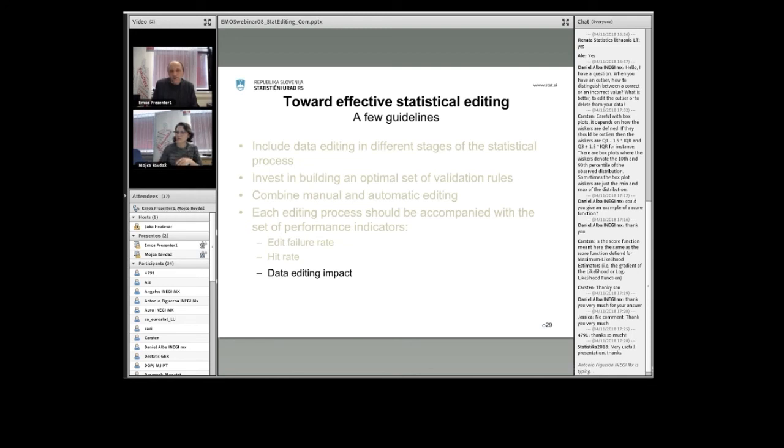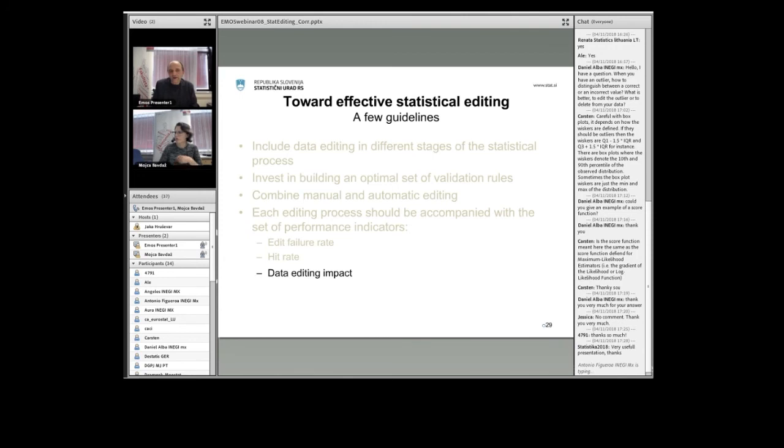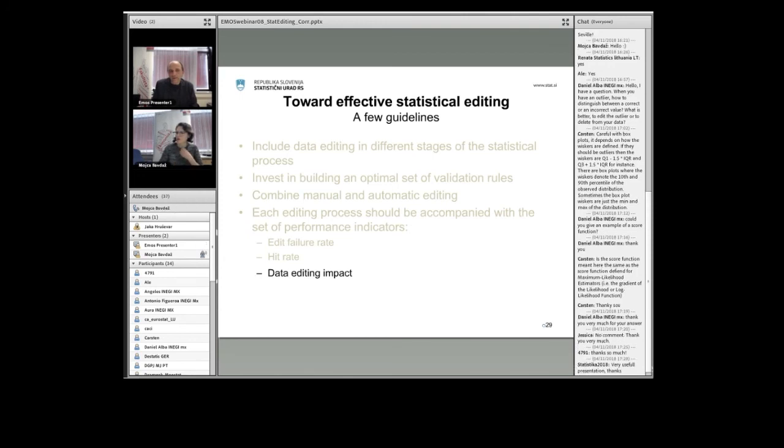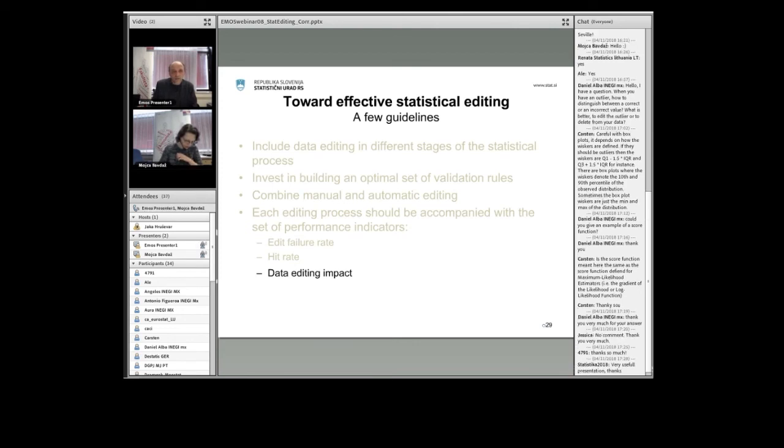It's very simple to calculate. Calculate your aggregates, your key statistics, before editing and after editing, and then you see what the difference is. If the difference is very big, it's perhaps a sign that something is not okay with your process. And just to mention, it's not enough to just calculate these indicators; it's very important that you analyze them frequently, on a periodic basis. Okay.